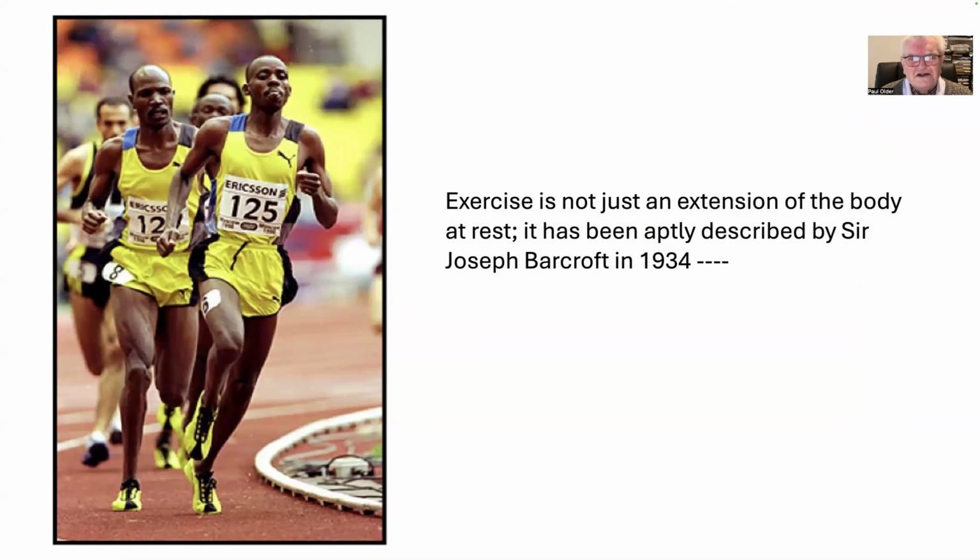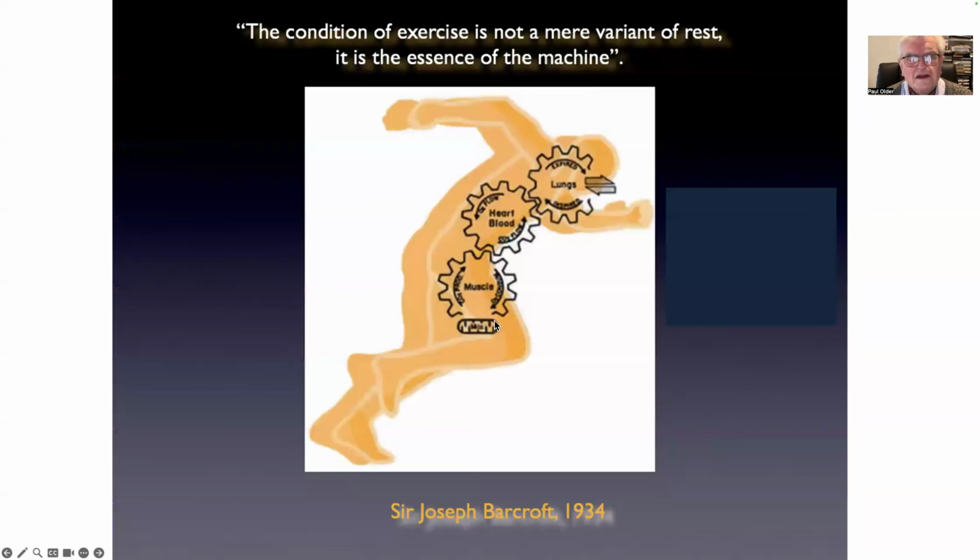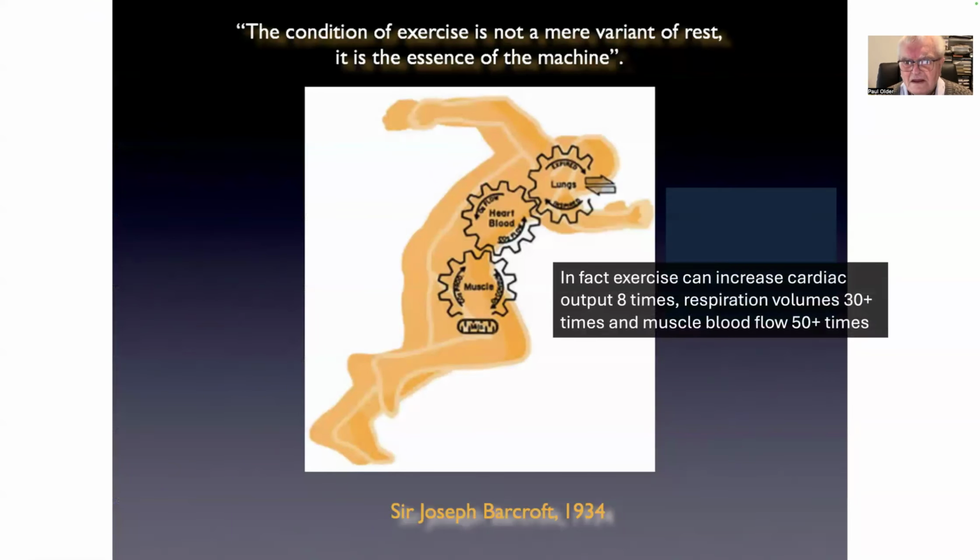Exercise is not just an extension of the body at rest. It has been aptly described by Sir Joseph Barcroft in 1934, when he said the condition of exercise is not a mere variant of rest. It is the essence of the machine. In fact, exercise can increase cardiac output 8 times or more, respiratory volumes 30 plus times, and muscle blood flow 50 plus times. So in fact, we're very much built as an organism for exercise, not rest.